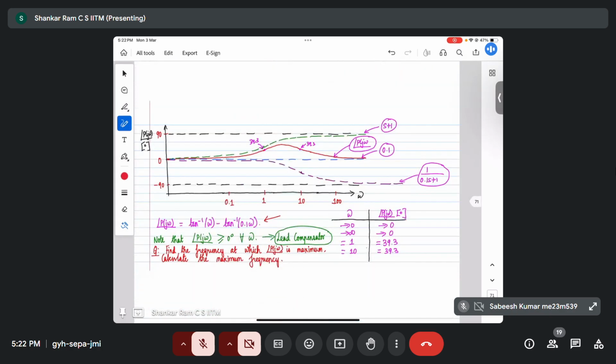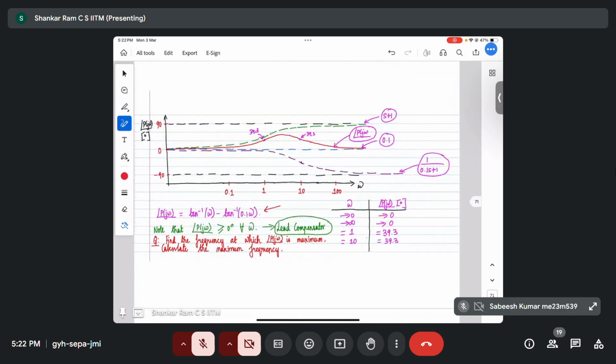All right. So then the phase plot. Okay. So the same story, right? We essentially plot the phase plot by adding the 3 phases, right? So what is the phase of 0.1?